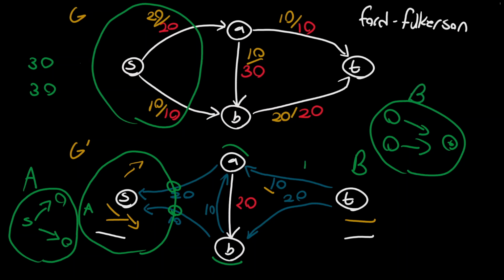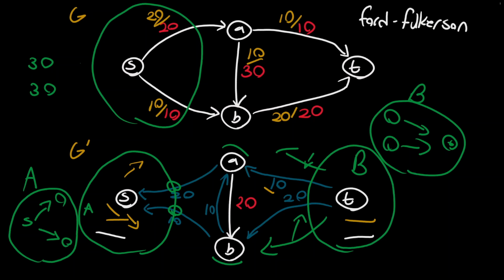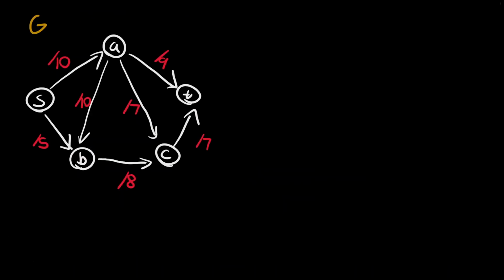Since nothing here reaches T, the only thing that's happening to T is that it's going outwards. The only thing that touches T here is T. And we can see in the above graph that this is also a min cut. And this is how we find a max flow using Ford-Fulkerson.